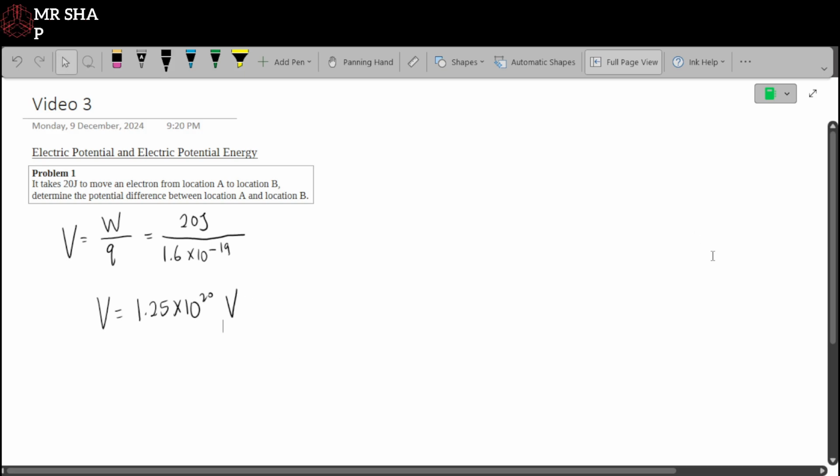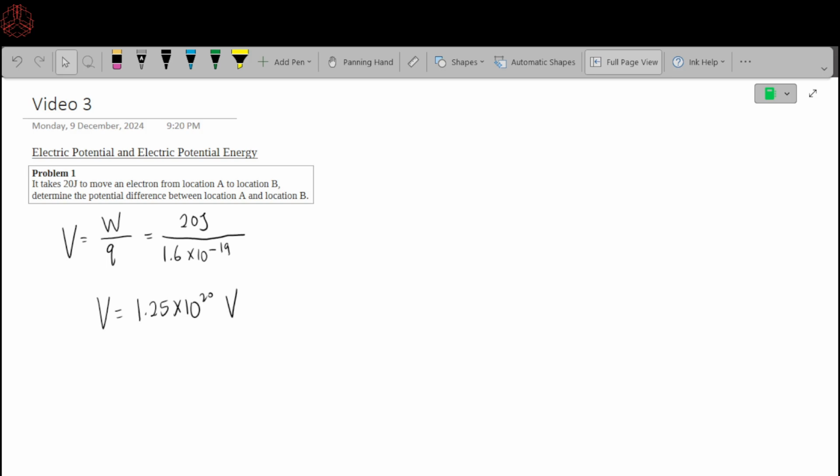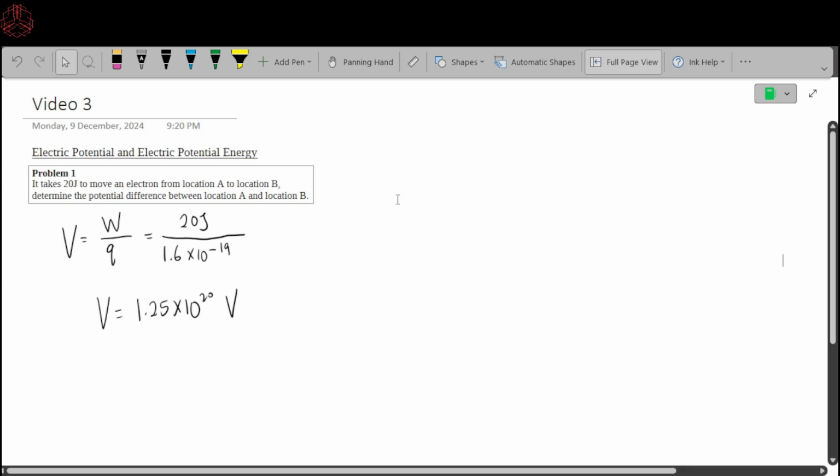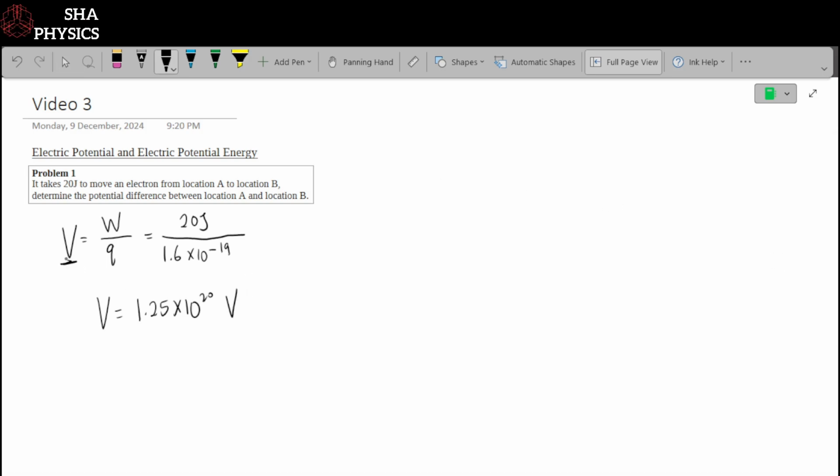Okay. So just to bear in mind that when we talk about potential, it's energy, which is in joules, and then per unit charge. So another way of writing this is actually saying potential is equal to 1.25 times 10 power of 20 joules per coulomb. This is another way of writing it.